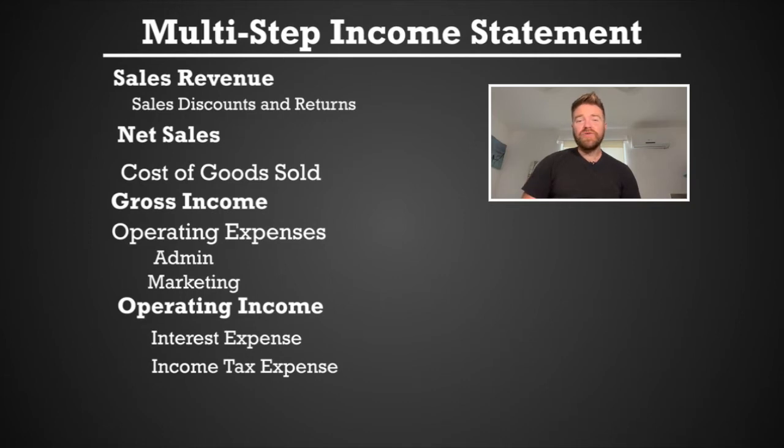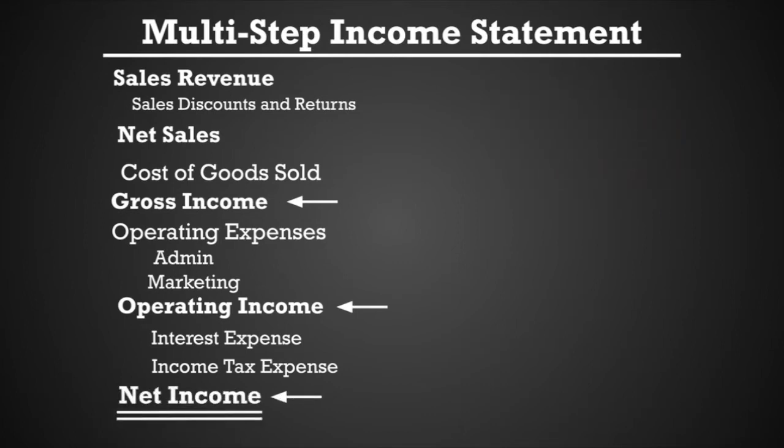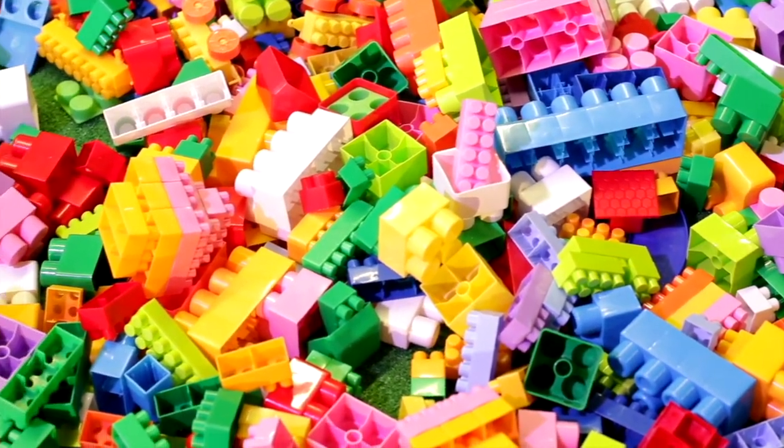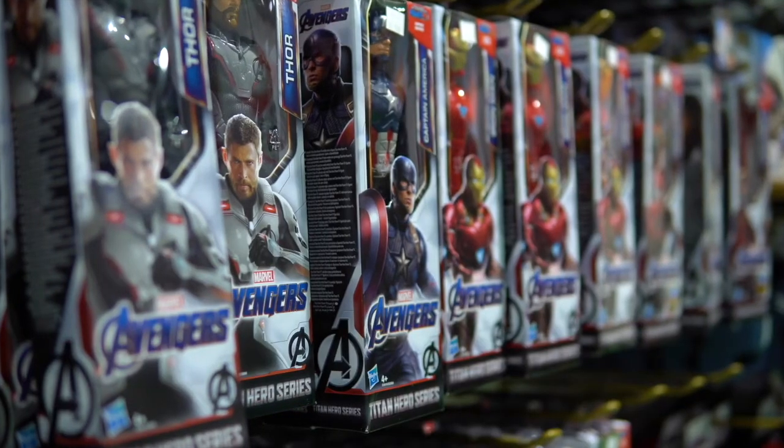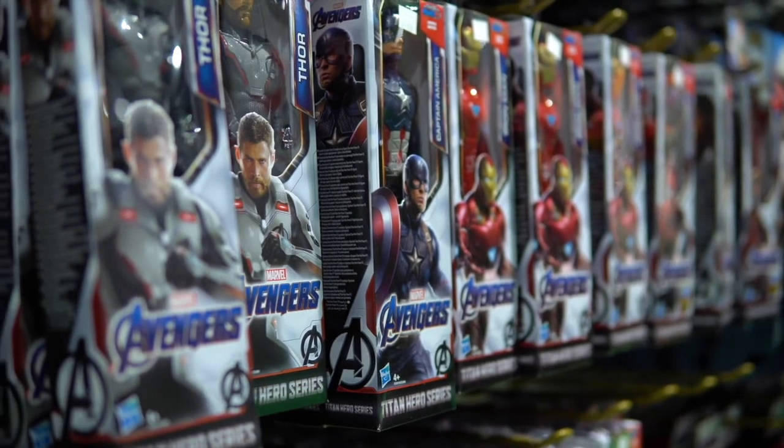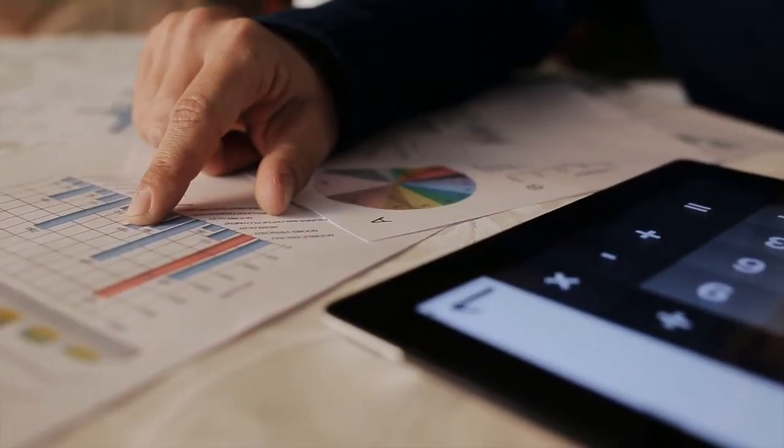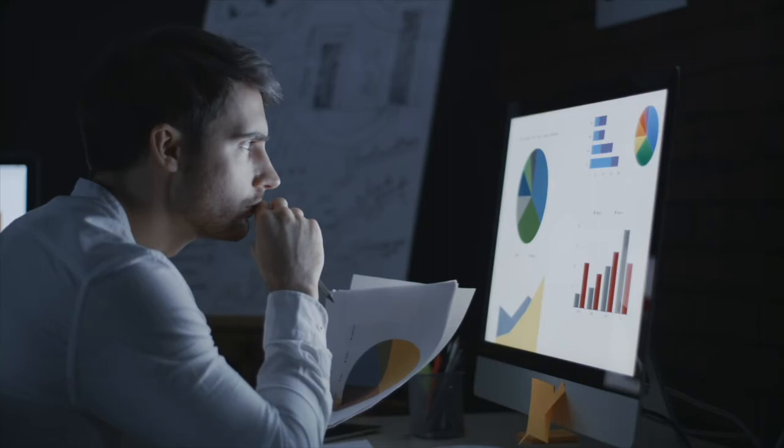As you can see the trend, every revenue deducts an expense and that equals an income. After we deduct cost of goods sold, we arrive at gross income. After we deduct operating expenses, we arrive at operating income. And after we deduct our non-operating expenses, we arrive at our bottom line, net income. Using what we just learned, we will build an income statement for a toy company called Tots. They manufacture toys for toddlers and are now taking a look at their income statement to evaluate their year's performance.